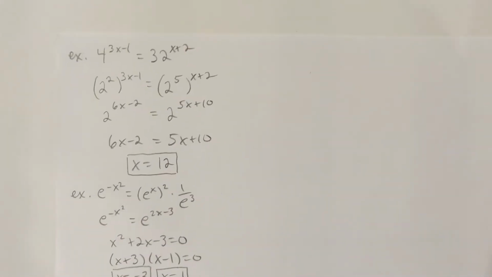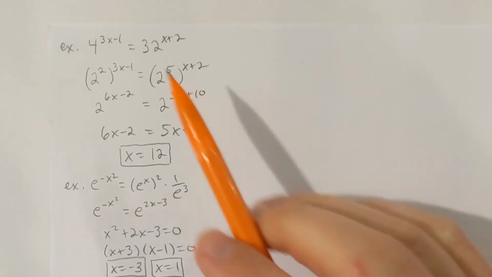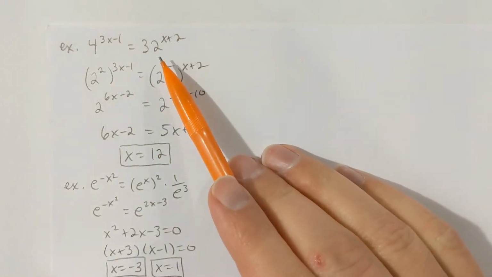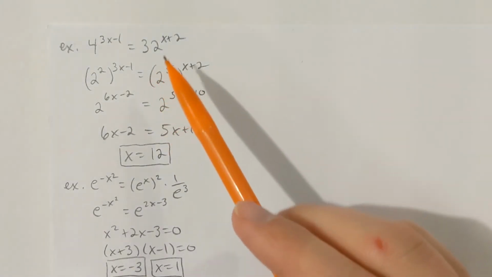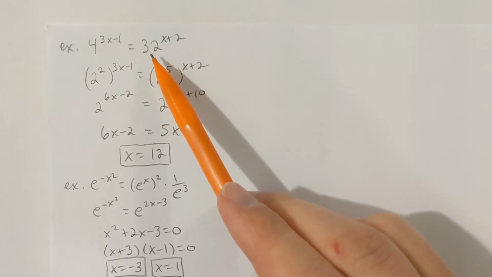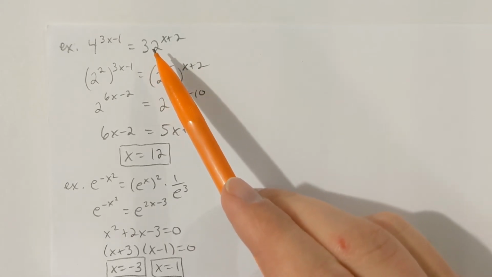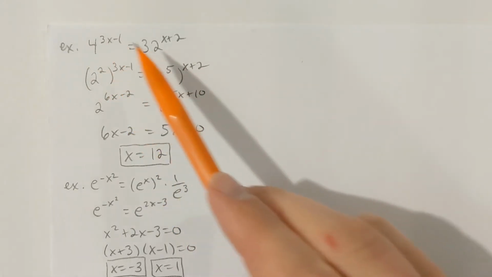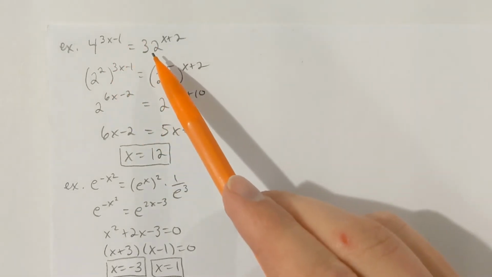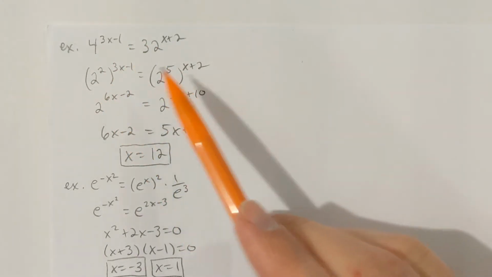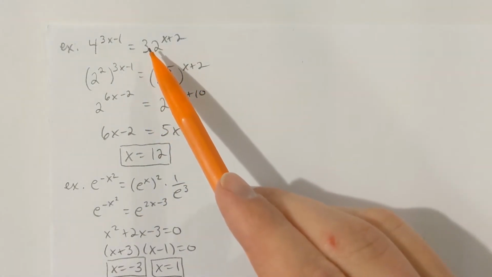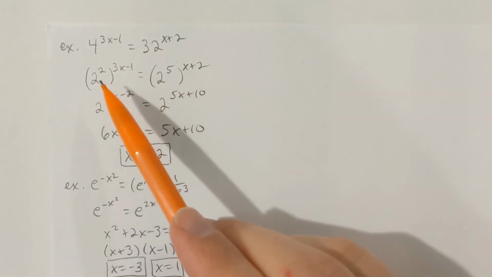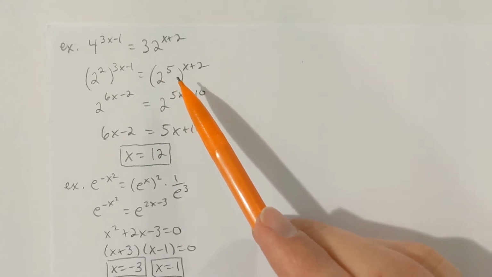Here's another example. Suppose that we want to solve this equation for x. Now, I want to try to get the same base on both sides, but 32 is not a power of 4. So in this problem I'm going to have to work with both sides. Now, 4 and 32 are both powers of 2. I know 2 squared is 4, and 2 to the 5th is 32. So I'm going to try to get base 2 on both sides.